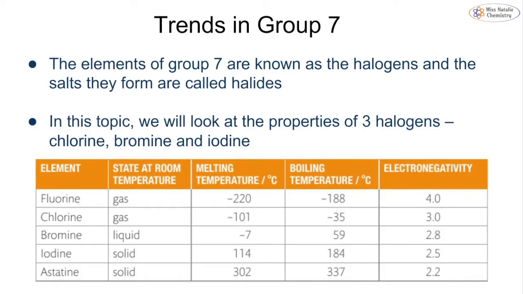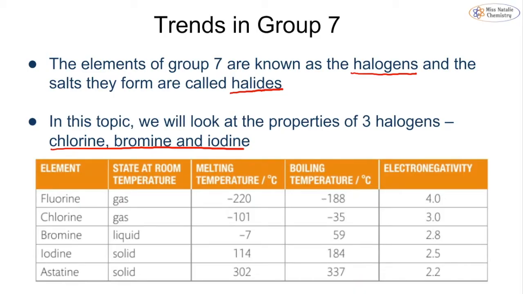So elements of group 7 are known as the halogens, and the ions that they form, or the salts that they form, are halides. So our halogens are the atoms and our halides are the ions. And in this topic, we're going to look at the properties of chlorine, bromine, and iodine. We can then use our knowledge of these in order to make predictions about the others.